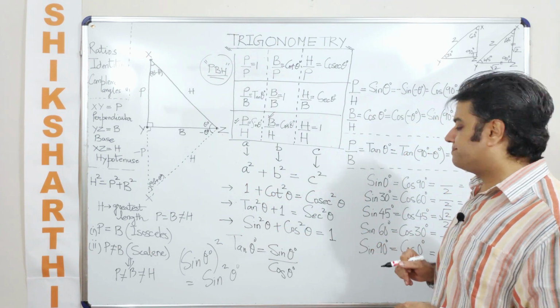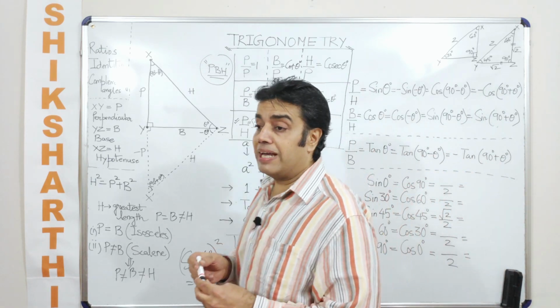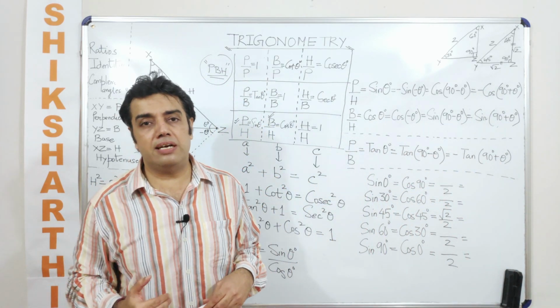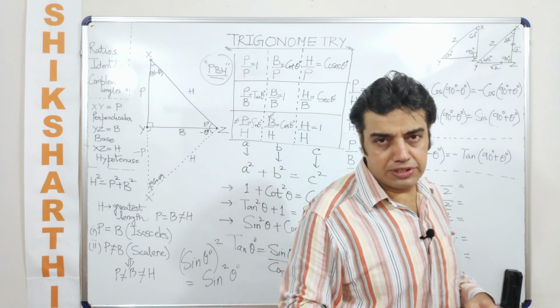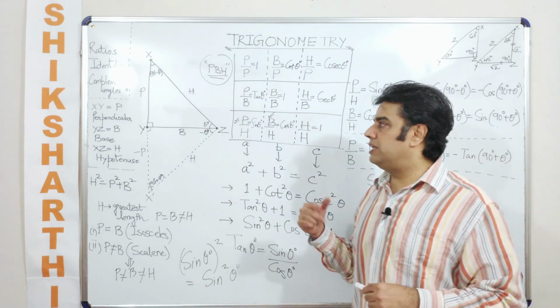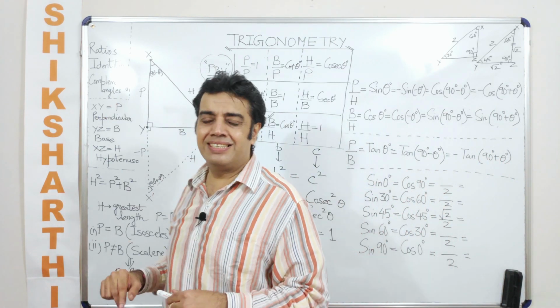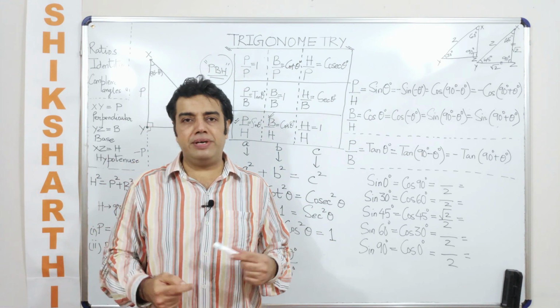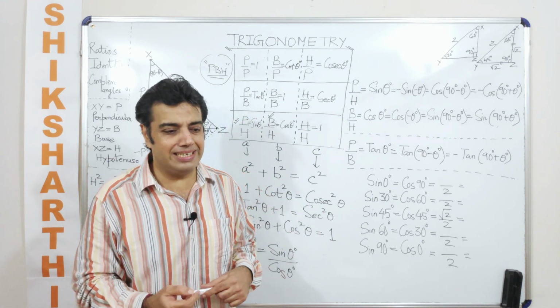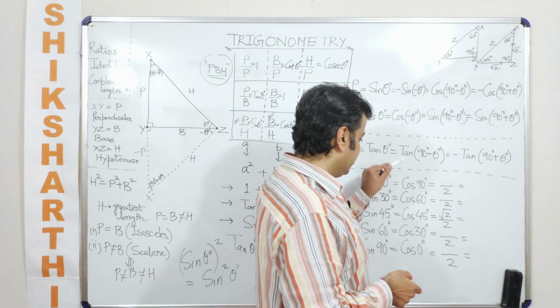Next, we will talk about the values of sine theta, cos theta and whatever after this. And then we'll talk about complementary angles, and then we'll talk about some specific values like 30 degrees, 60 degrees, 90 degrees and so on.